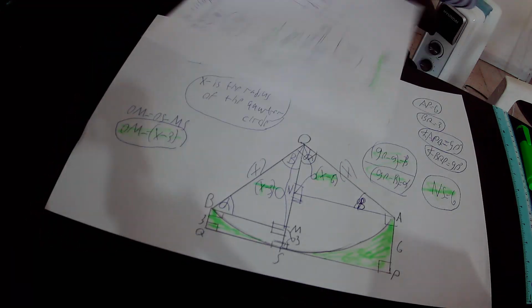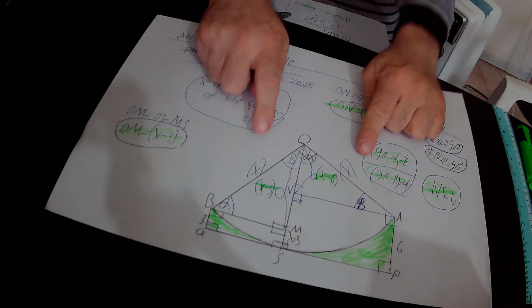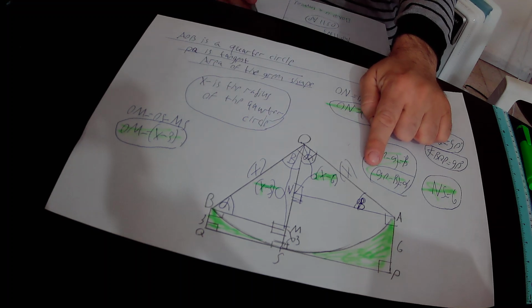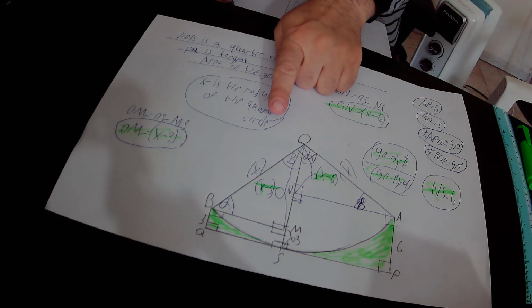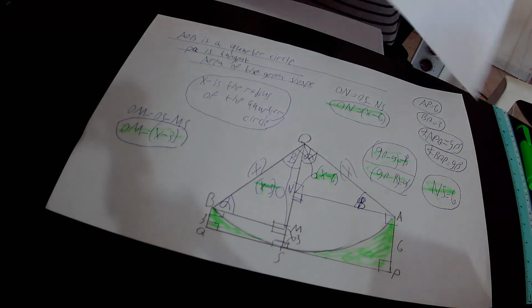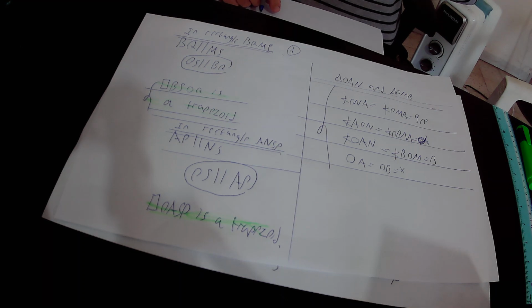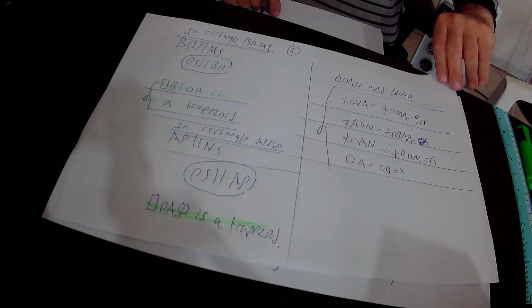And finally, those two sides, they are both the radii of the circle equal to x, therefore they are equal to each other. So this is side OA in the right triangle AON, and it is equal to this side, side OB, in the right triangle OMB. Repeat again, side OA in the right triangle OAN equals side OB in the right triangle OMB. They are both the radii of the circle that is equal to x, therefore they are equal to each other.